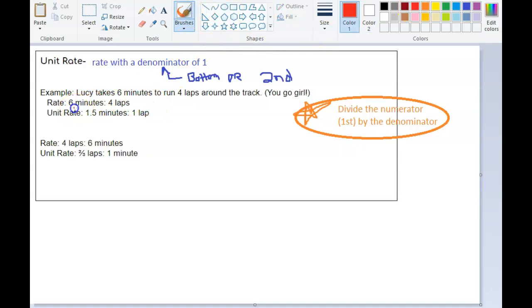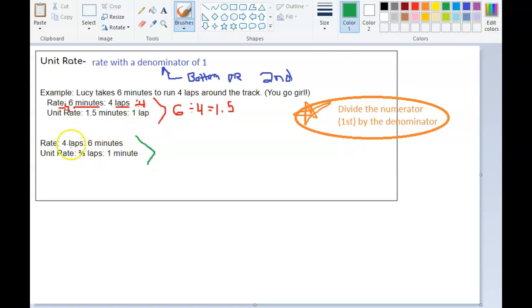Okay? We have our rate, which was the 6 minutes to 4 laps. Okay? Now, how would I get to this unit rate? Okay? I would do the first number 6 divided by the second number 4. Okay? That's going to get me 1.5. Okay? So that's where I get my 1.5. You might be asking, like, how am I getting from 4 to 1? Well, if I divide the 6 by 4, okay, I also have to divide this side by 4. 4 divided by 4 is 1.